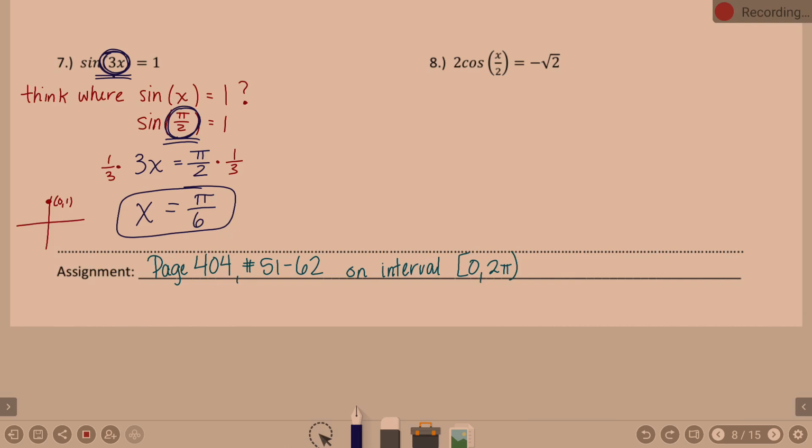You don't see a lot of these in homework by any means, but again, trying to get your brains thinking a little differently here. When your variable is not just an x, come up with what x would be, and then set it equal to what that altered x is. Okay?